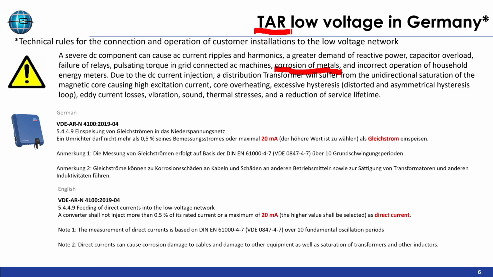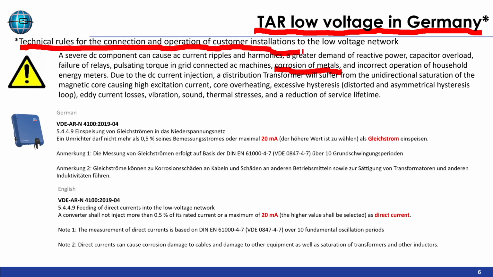Here I have copied a paragraph out of the TAR low voltage in Germany. These are the technical rules for the connection and operation of customer installations to the low voltage network. Here we can read, in English: a converter shall not inject more than 0.5% of its rated current or a maximum of 20 milliamps, whichever is higher, as direct current. So there is definitely a maximum value for, for example, solar converters and so on.